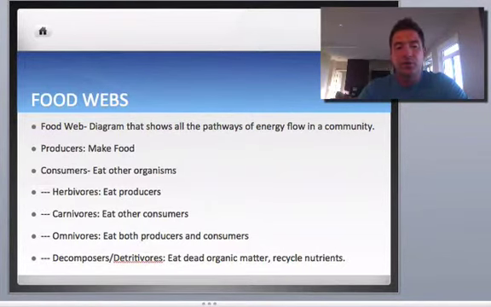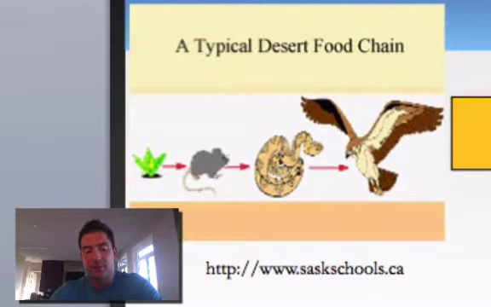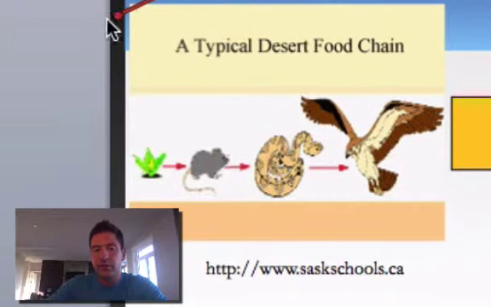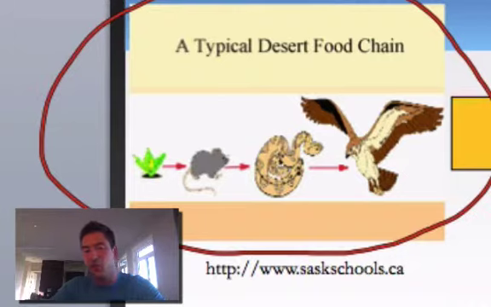So what I'm going to do is show you a picture of a food web. What we see here is a typical desert food web. You can see on the left hand side this typical food chain right here. I'll just circle it for you, or I'll draw an egg or a potato, whatever you want to say that thing is. Maybe more like a potato, I guess.